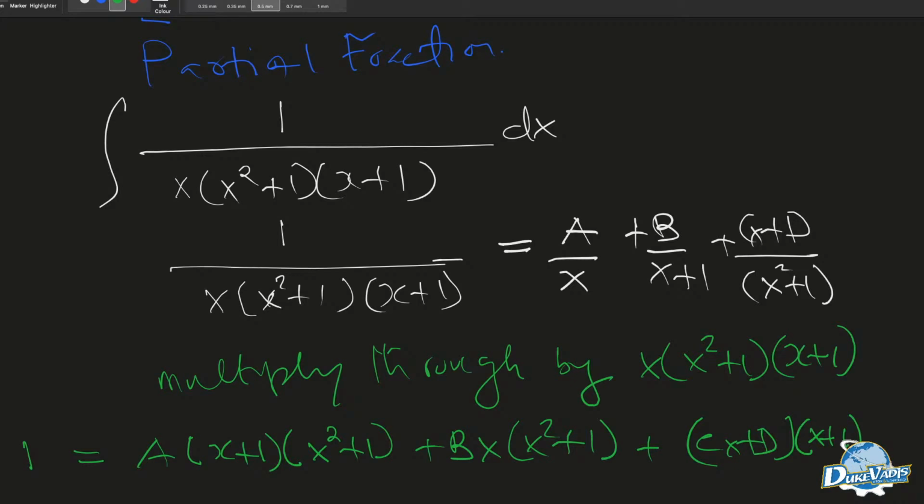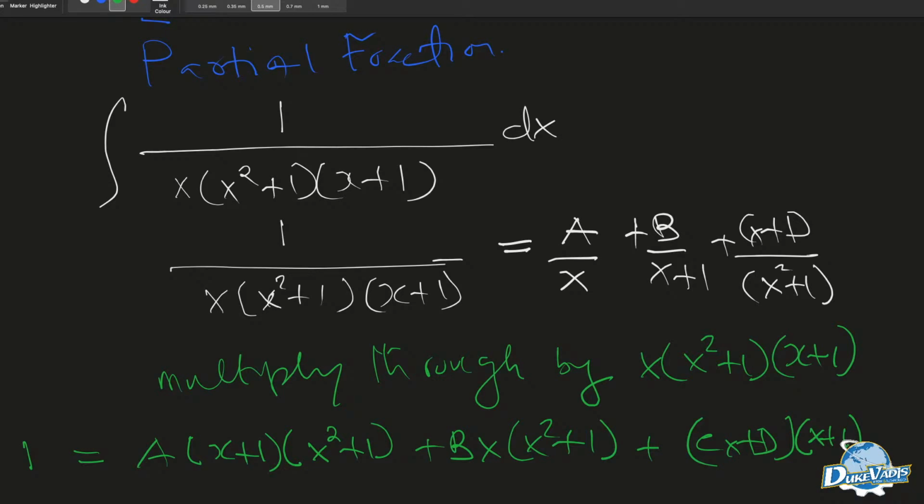If we do that, that's what we're going to get. So we have A times x plus 1 times x squared plus 1, and the B will be Bx times x plus 1, and the last bit will be that multiplied by x.